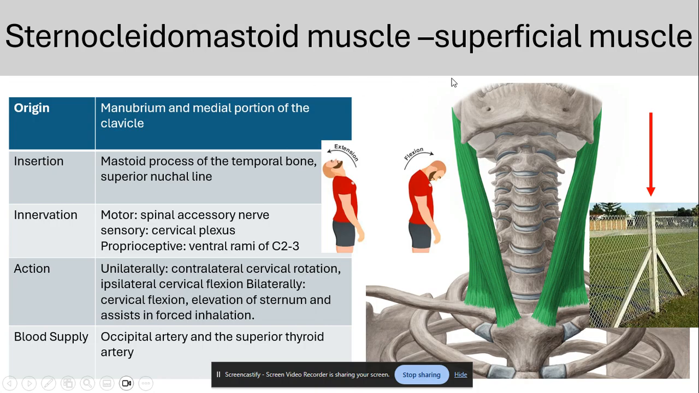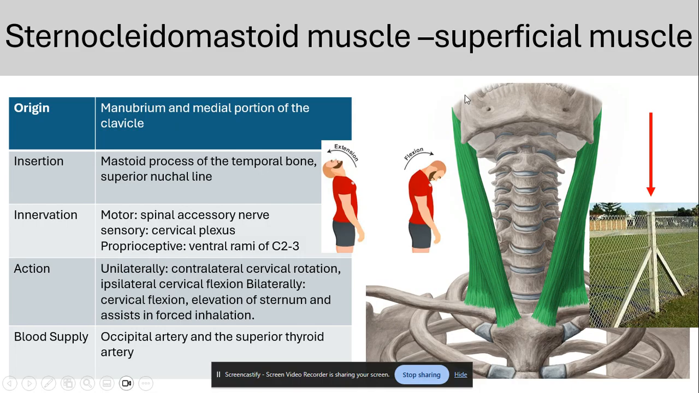Sternocleidomastoid is also a superficial muscle. The origin is the manubrium and the medial portion of the clavicle. This is the manubrium, this is the clavicle, and this is the medial portion. Medial is closer to the body, closer to the middle of the body.